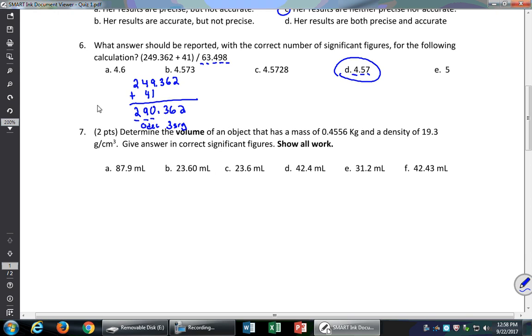So this one's a little bit of math. We're determining the volume of an object that has a certain mass, and we have a density.